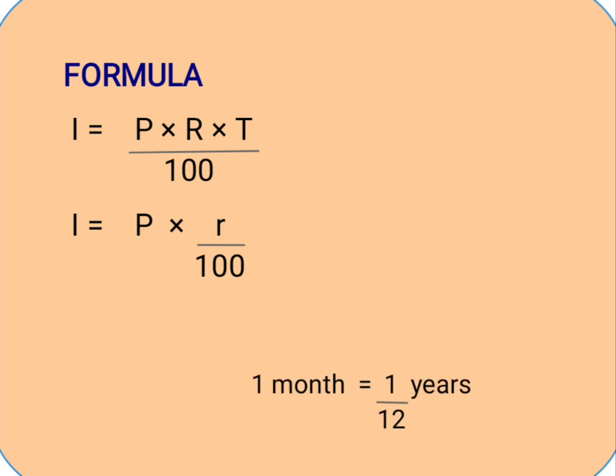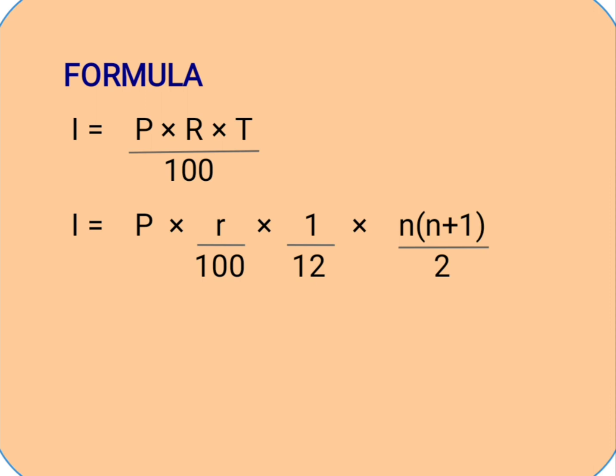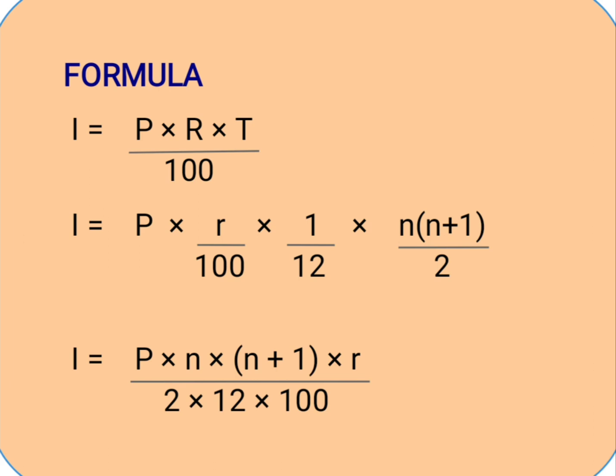1 month is equal to 1 by 12 years, into 1 by 12 into n of n plus 1 by 2. This n of n plus 1 by 2 is used to find the sum of n numbers. Here we use this formula to find the sum of n months. So our formula is I is equal to P into n of n plus 1 into R whole divided by 2 into 12 into 100.